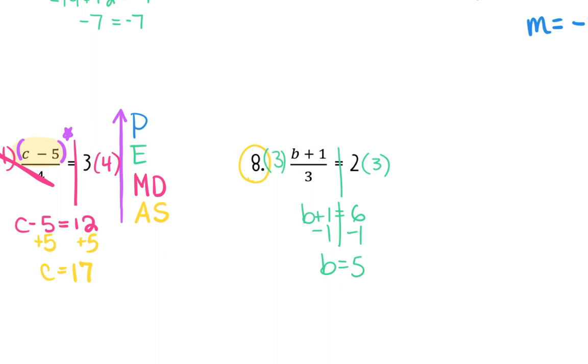Here's the solution. The first thing that I needed to do was multiply by 3 on both sides, and that is because this right here in the numerator, think of that as grouped, think about that as parentheses there. Your answer ends up being B is equal to 5.